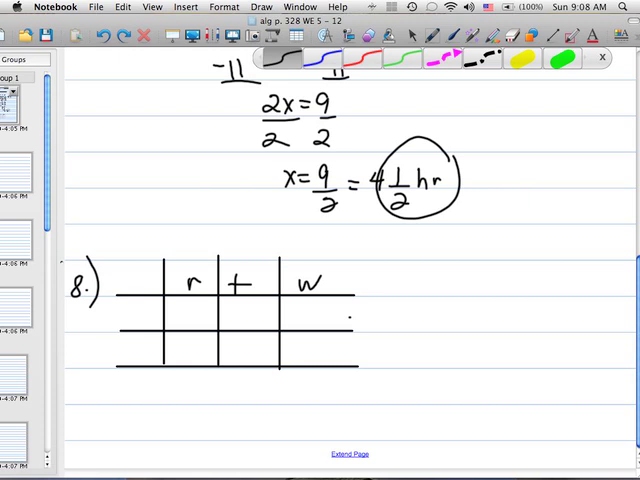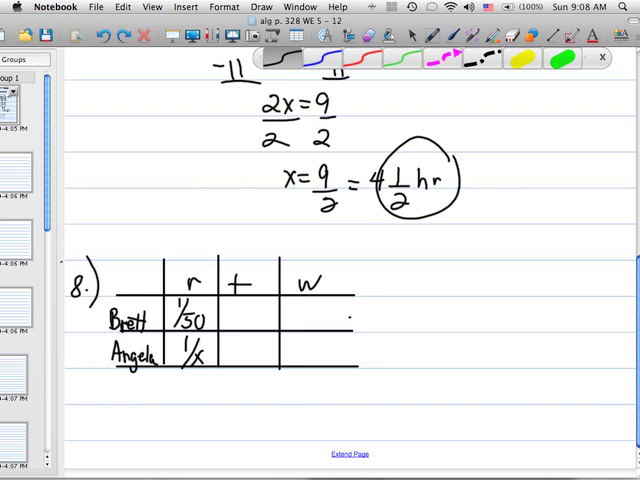Number 8 says Brett usually takes 50 minutes to groom the horses. After 10 minutes, he is joined by Angela, and they finish grooming in 15 minutes. How long would it have taken Angela working alone? So we know Brett's work rate: if it takes him 50 minutes to groom the horses, his work rate is 1/50th of the job done per minute.